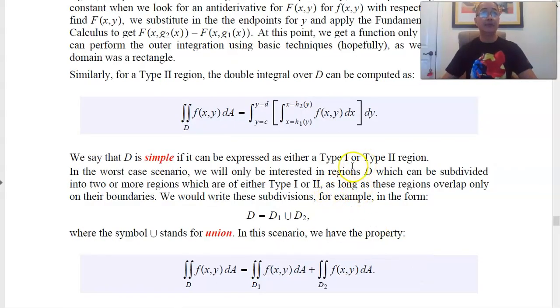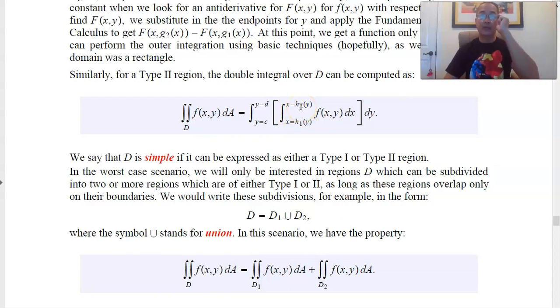So for a type 2 region, we obviously have it backwards. This time, dy is the differential in the outer integral, and in the outer integral we have the interval from c to d. Again, we only see constants on the outer limits. And in the inner integral, we have dx as our differential. Our lower limit is the left function, x equals h1 of y, and the upper limit is x equals h2 of y.